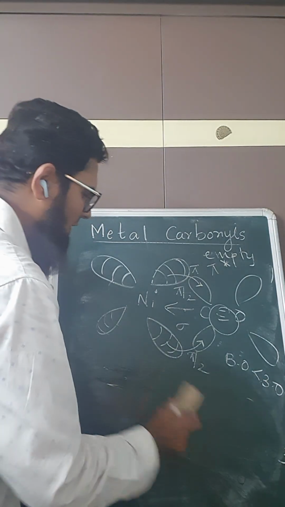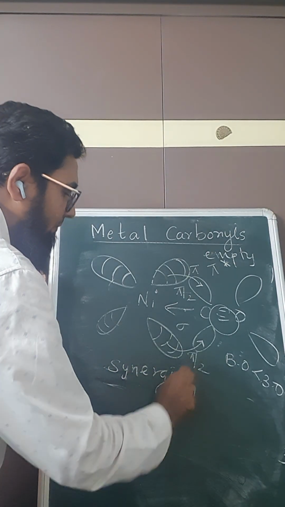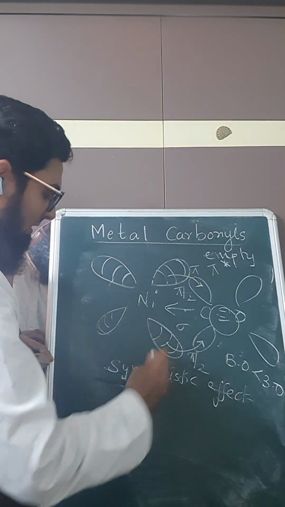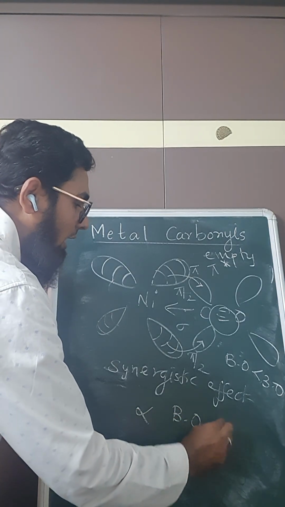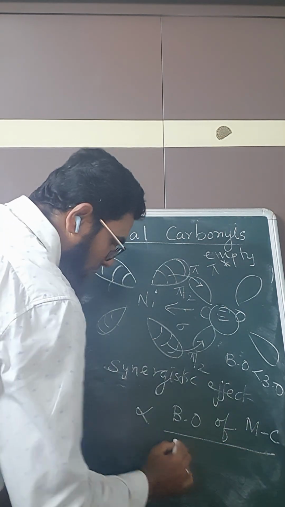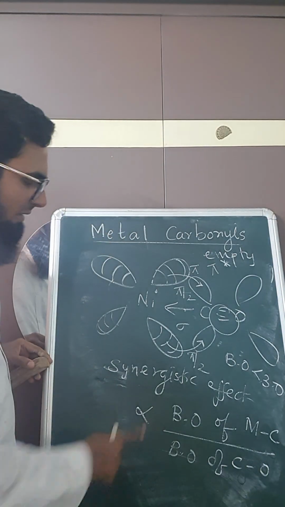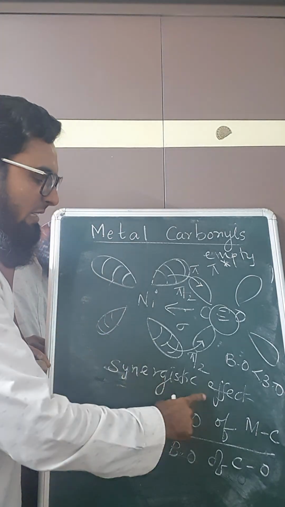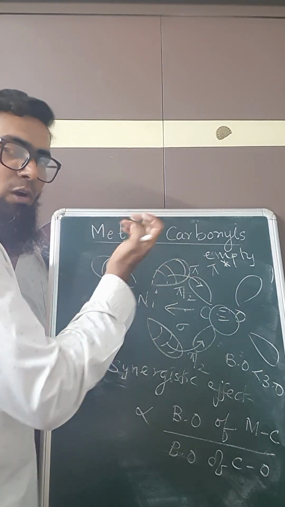So what we can conclude here is, due to synergistic effect, due to back donation, the bond order of metal and carbon bond will increase, but bond order of carbon and oxygen will decrease. There is an inverse proportional relationship here. Here, direct proportional relationship. More is the synergistic effect means more is the effectiveness of back bonding.